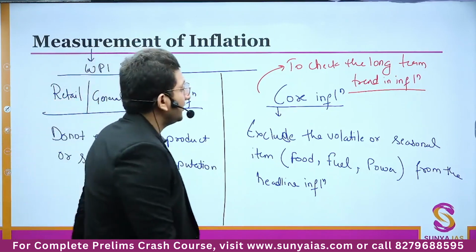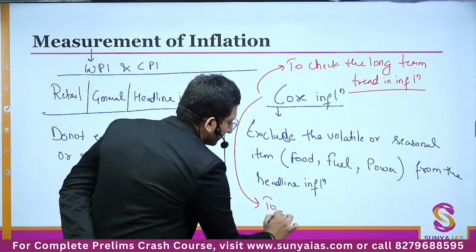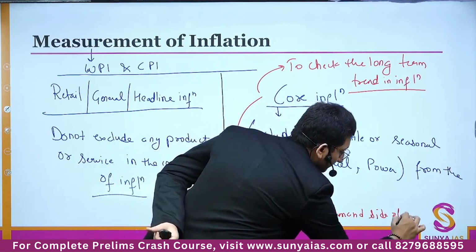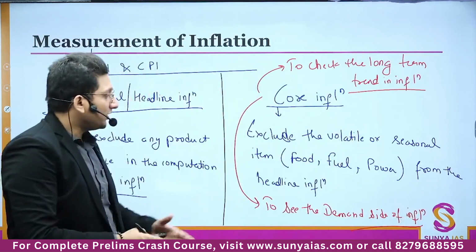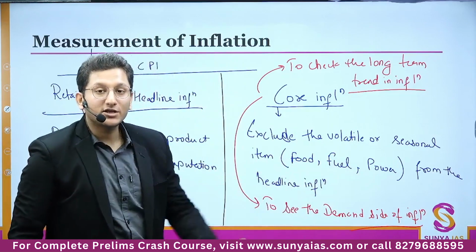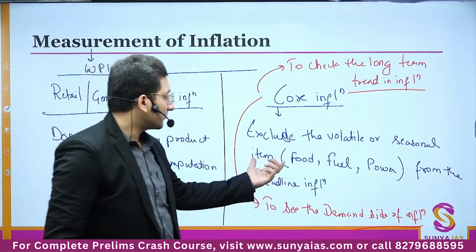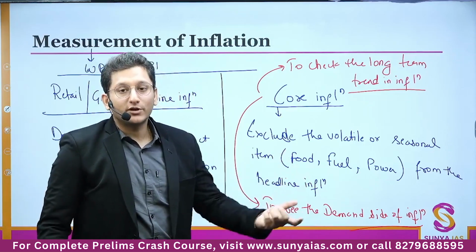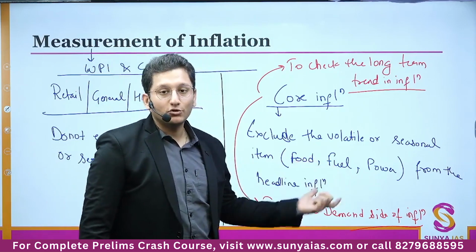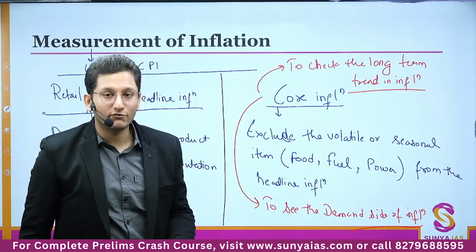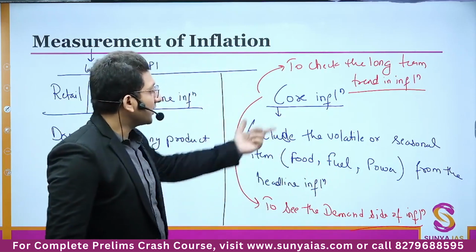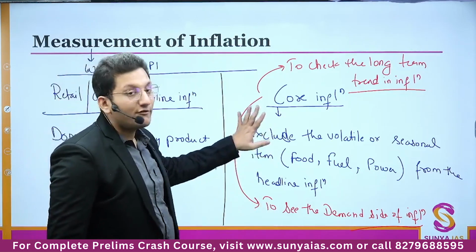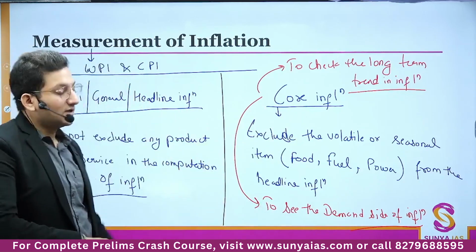Also, to see the demand side of inflation. Don't you think the volatility of these three items will affect the production side, the supplier side? Getting? Suppose the monsoon was not good, then what is going to happen? There will be a supply shock in the economy, right? Food products will not come to the market as well, and if the prices of fuel go up, what is going to happen? The distribution cost will increase, right? So this is how, if we are checking the core inflation, we are seeing the demand side inflation. Getting? We are checking the demand side inflation. So this is why we make this difference between the headline and the core inflation.